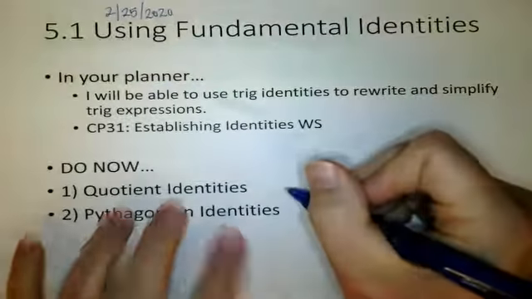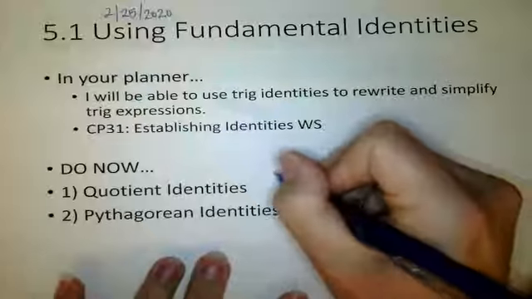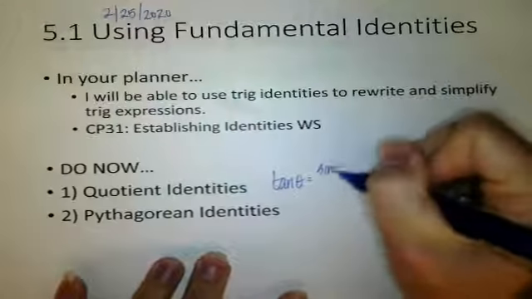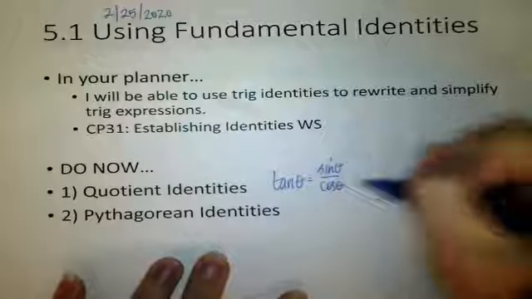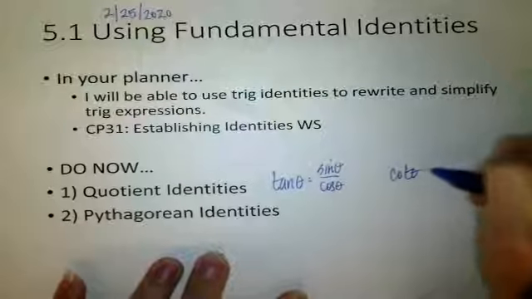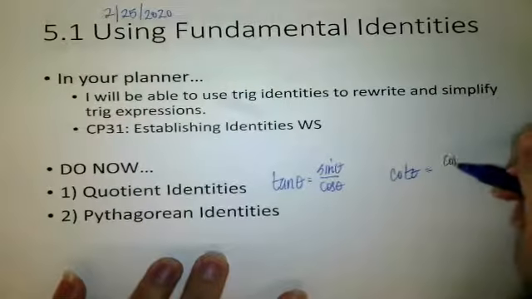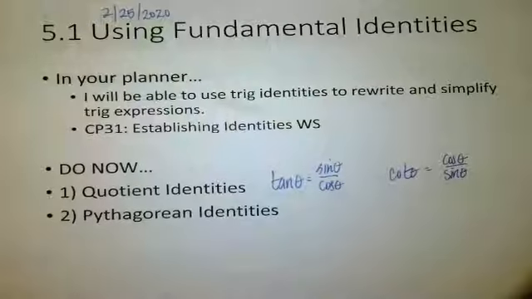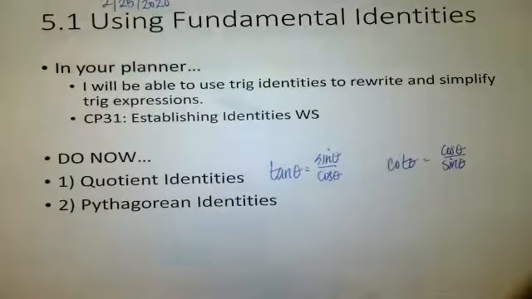What are the quotient identities? Tangent theta equals sine over cosine. Very good. Which means cotangent is cosine over sine. Very good. Quotient identities, really important. Pythagorean identities.